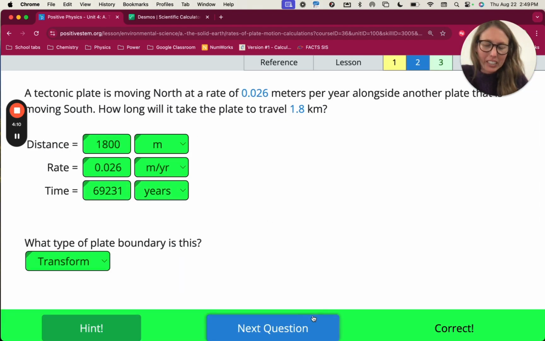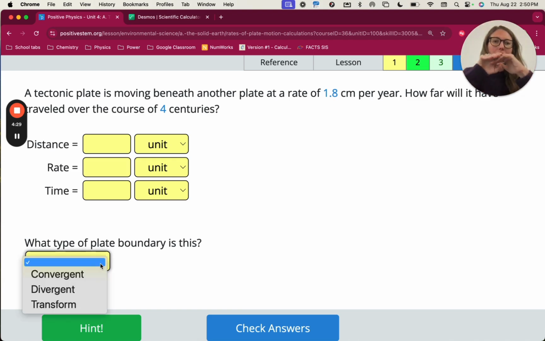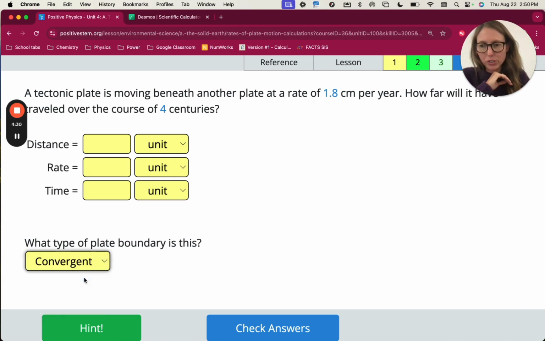Okay, let's try one more. So this one says a tectonic plate is moving beneath another plate at a rate of 1.8 centimeters per year. How far will it have traveled over the course of 4 centuries? So if one plate is going underneath another plate, that's a type of convergent boundary, and so we'll choose convergent. We're given that there's 4 centuries, so you would do 4 times 100 to get a time of 400 years.